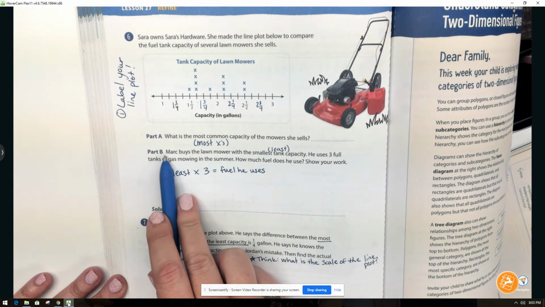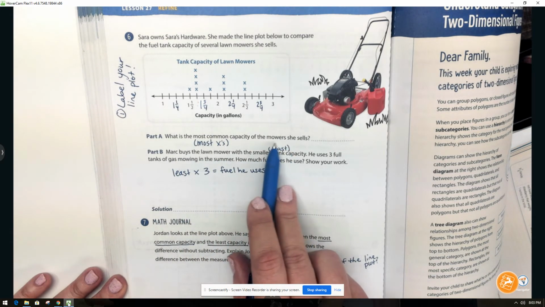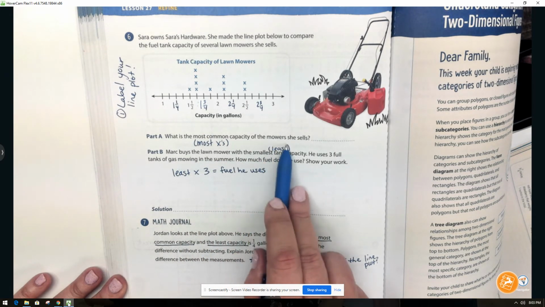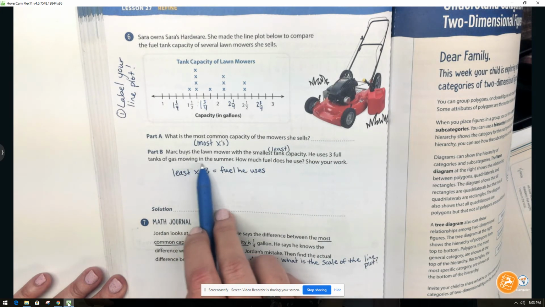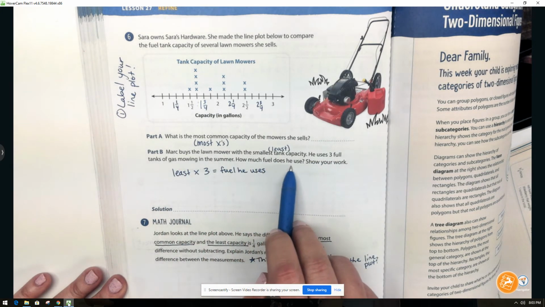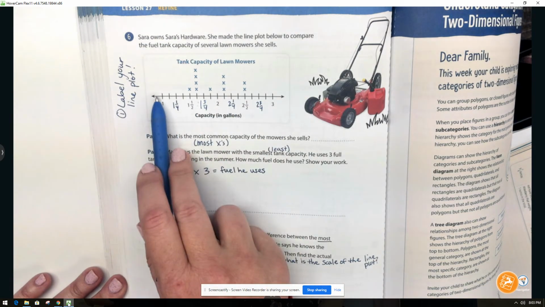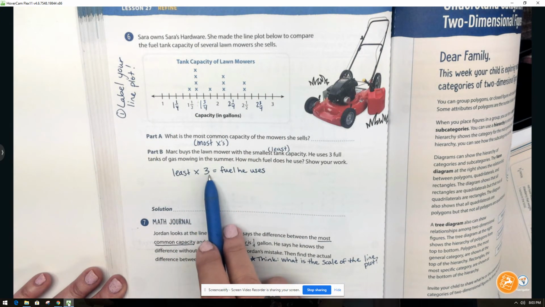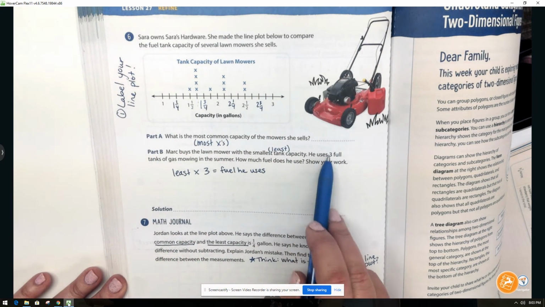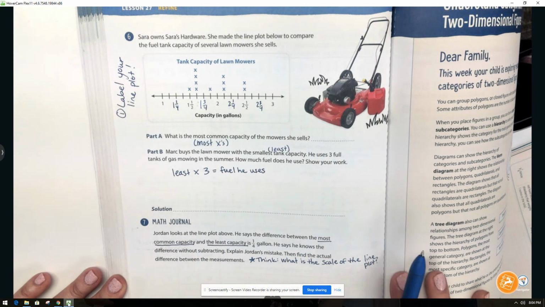Then for part B, it says Mark buys the lawnmower with the smallest tank capacity. That means the least tank capacity. He uses 3 full tanks of gas mowing in the summer. How much fuel does he use? Show your work. So you need to find which is the least value of all of these X's. And then you're going to multiply that times 3 since he uses 3 full tanks of gas. And then that's going to tell you how much fuel he uses.